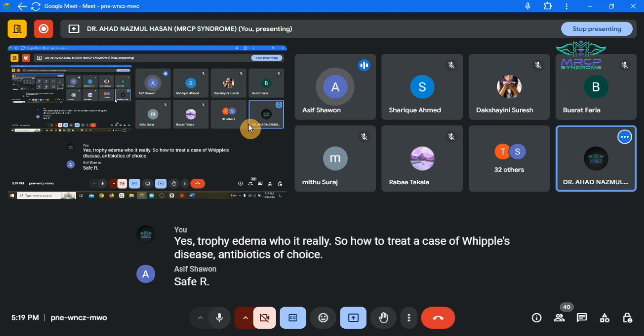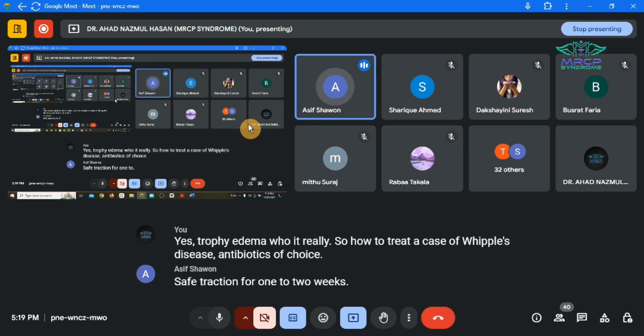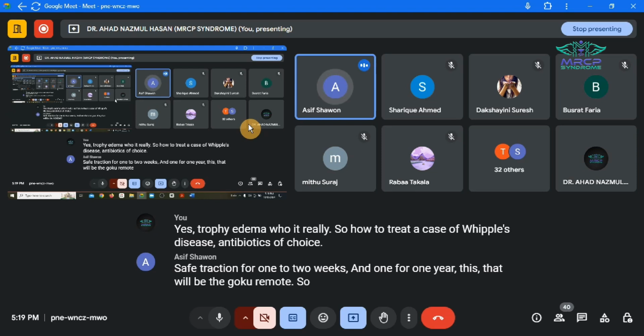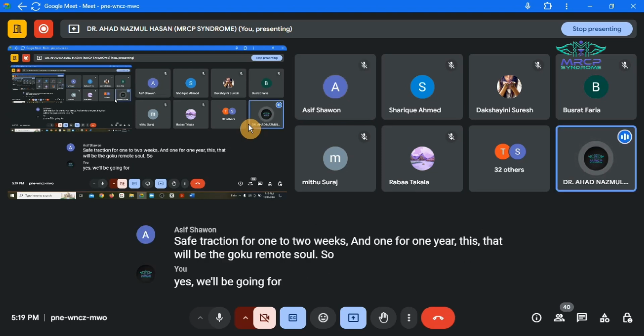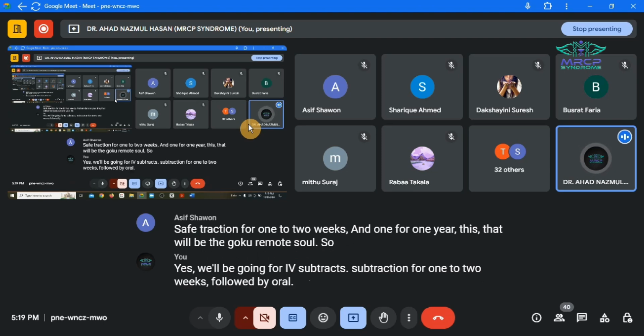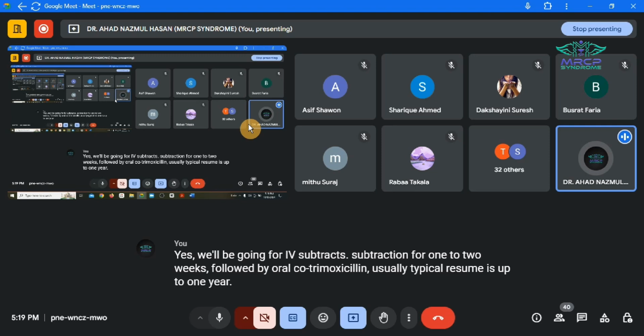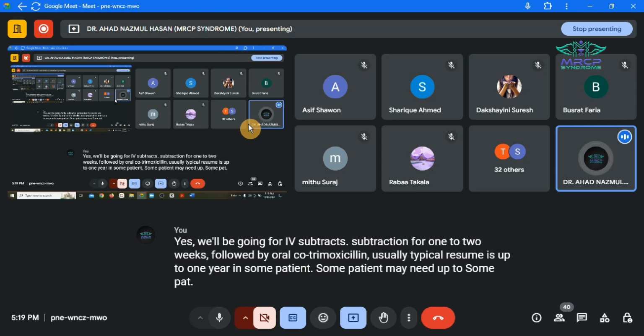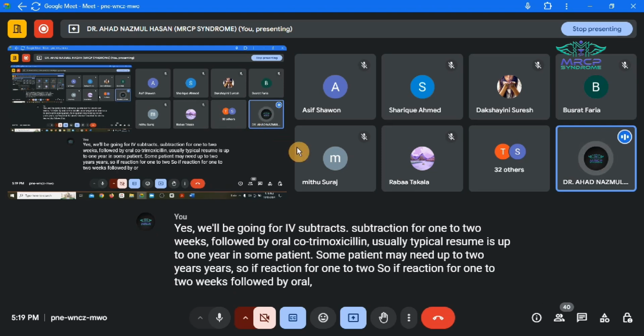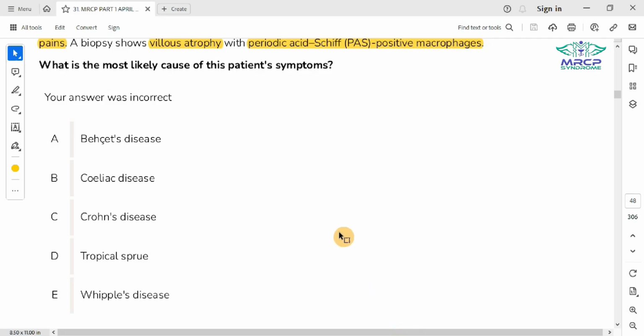Ceftriaxone for 1 to 2 weeks, and for 1 year, that will be the cotrimoxazole. Yes, we'll be going for IV ceftriaxone for 1 to 2 weeks, followed by oral cotrimoxazole. Usually, the typical regimen is up to 1 year. In some patients, may need up to 2 years. So IV ceftriaxone for 1 to 2 weeks, followed by oral cotrimoxazole for 1 year or 1 to 2 years.